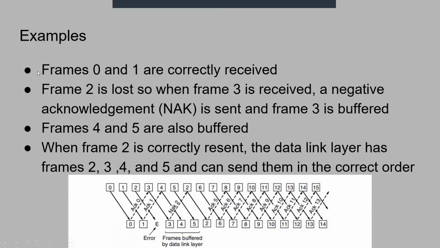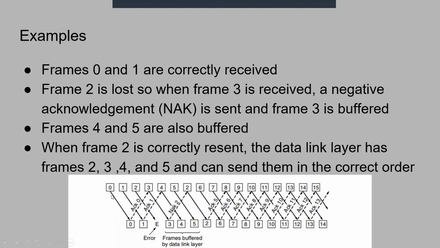Here is an example. Frames 0 and 1 are correctly received, but frame 2 is lost. So when frame 3 is received, a negative acknowledgement, NAK, is sent, and frame 3 is buffered. Frames 4 and 5 are also buffered. When frame 2 is correctly resent, the data link layer has frames 2, 3, 4, and 5 and can send them in the correct order.